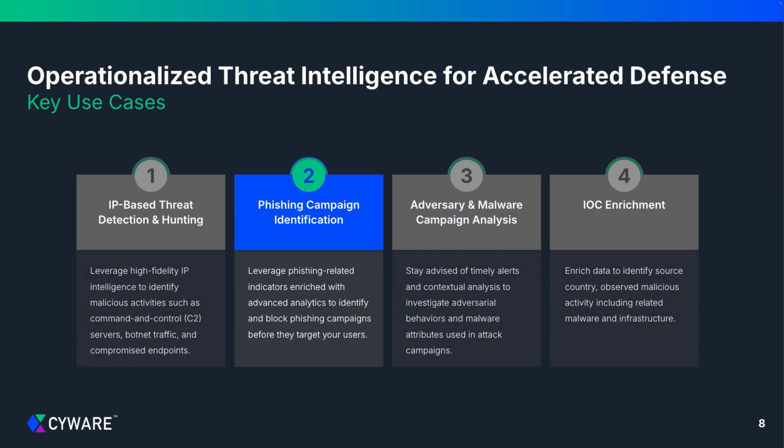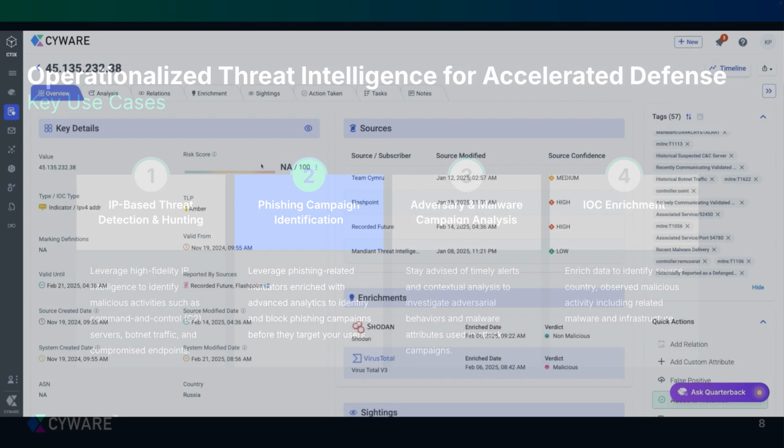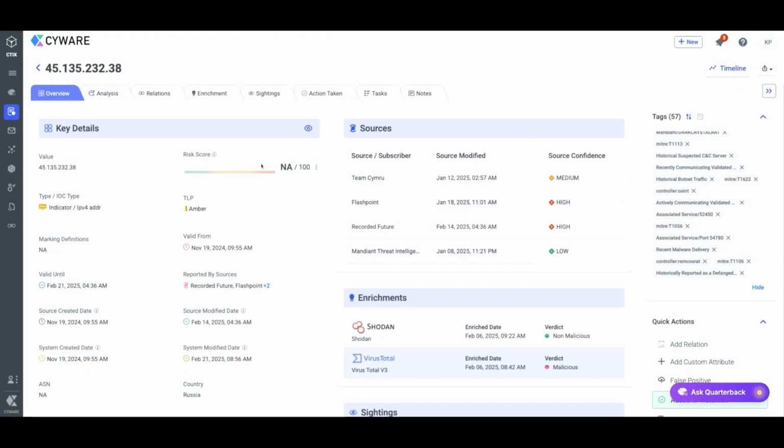In this video, we will take a look at how CTIX users can leverage phishing-related indicators from Team Cymru enriched with advanced analytics to identify and block phishing campaigns before they target your users. Let's begin. To get started and to save time, we set up an IP address that is an indicator that we've collected from Team Cymru.